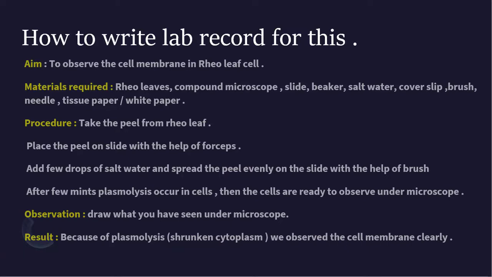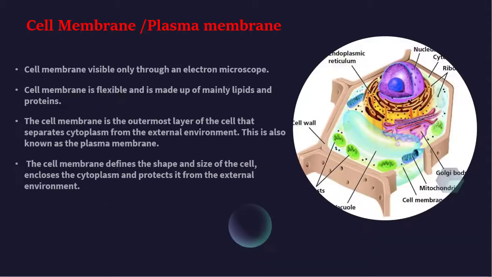Okay, children. This is the way you have to write the lab record for the lab activity. We have to follow these steps: aim, materials required, procedure to be followed, observation, results. If we have to follow any precautions, we can mention the precautions before the procedure also. Okay. And now I am moving on to the functions of the plasma membrane or cell membrane.